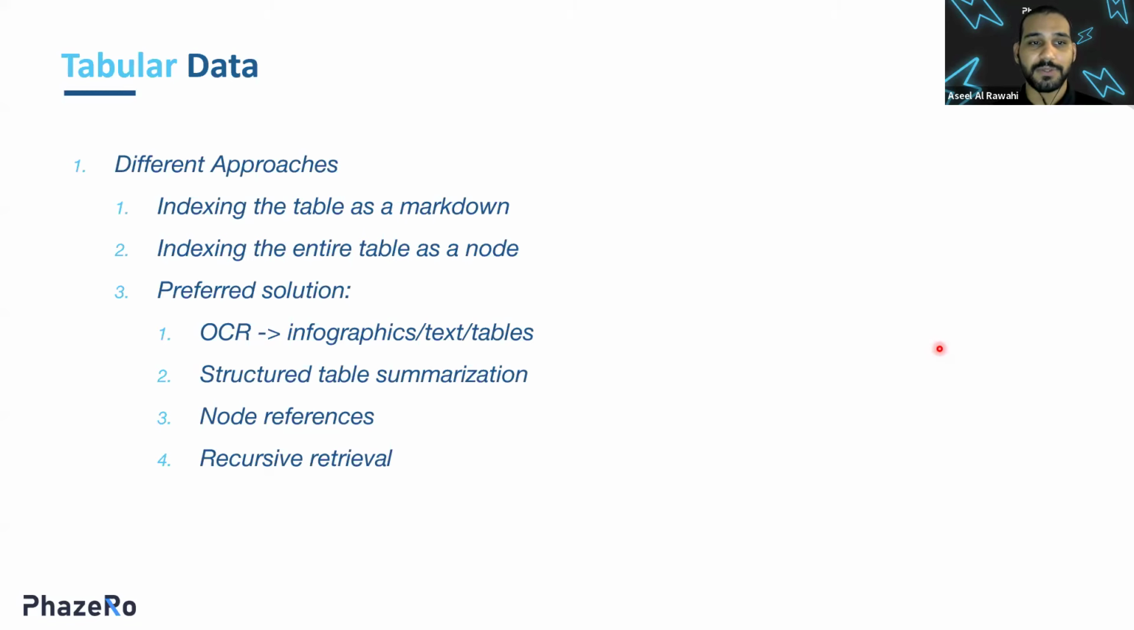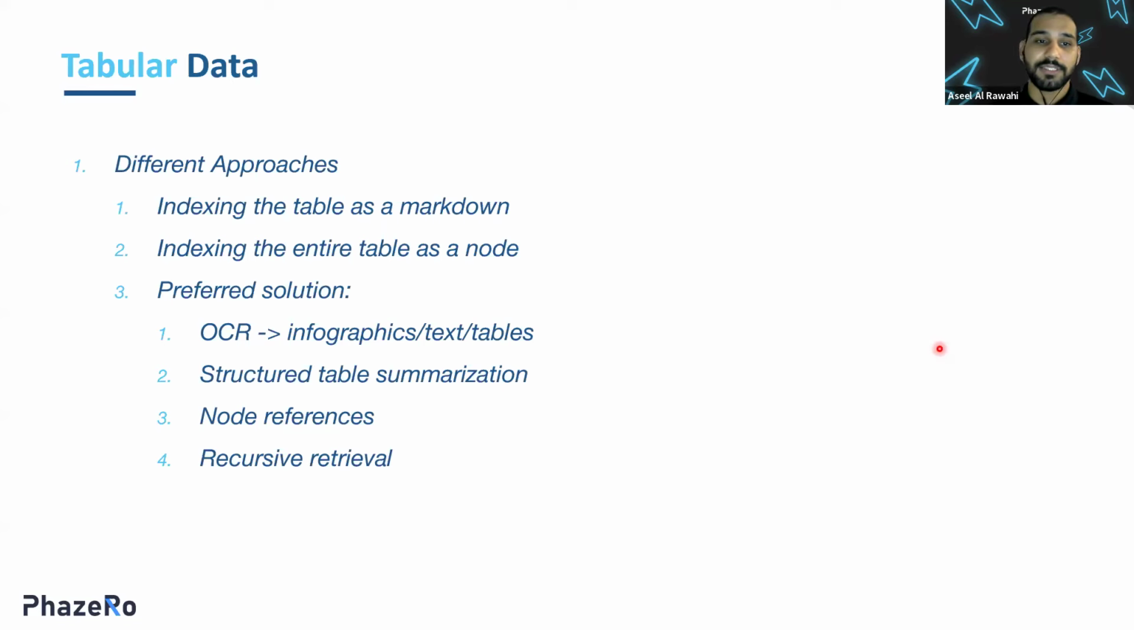So our preferred solution when dealing with such documents and tabular data specifically is to perform an OCR on that document at first. And our concern here is basically splitting the document into three different documents. We have our infographics in one pipeline. We have our text in one pipeline. And then we have our tables in the last pipeline.